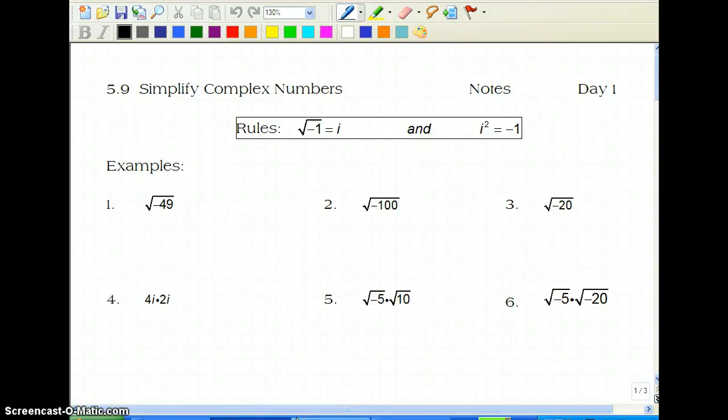5.9, simplifying complex numbers. They're going to spend a couple days on this, so this notes page will have 2 days' worth of notes on it. So you're going to use this twice for your videos.